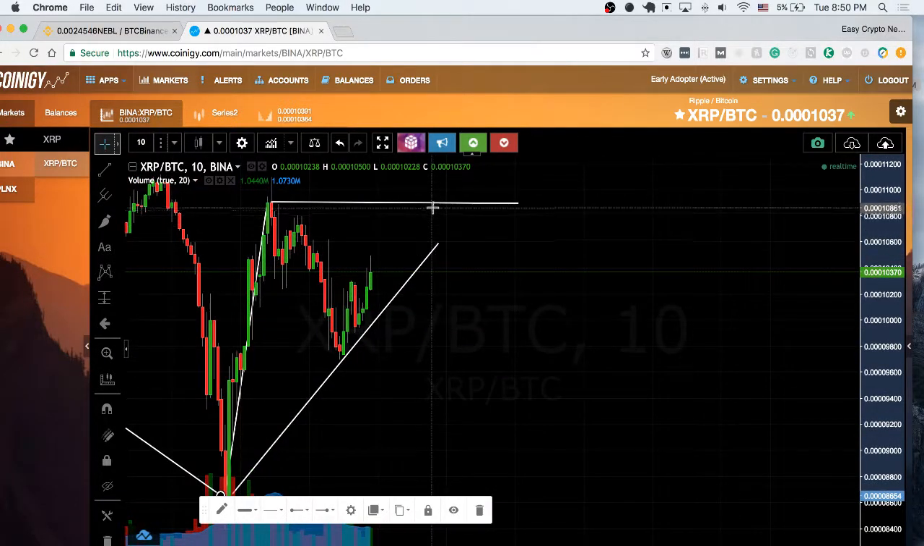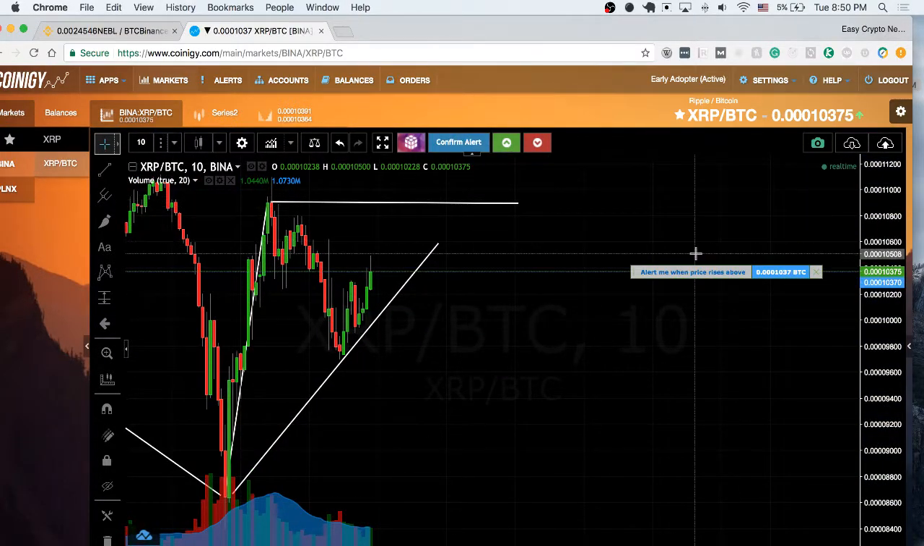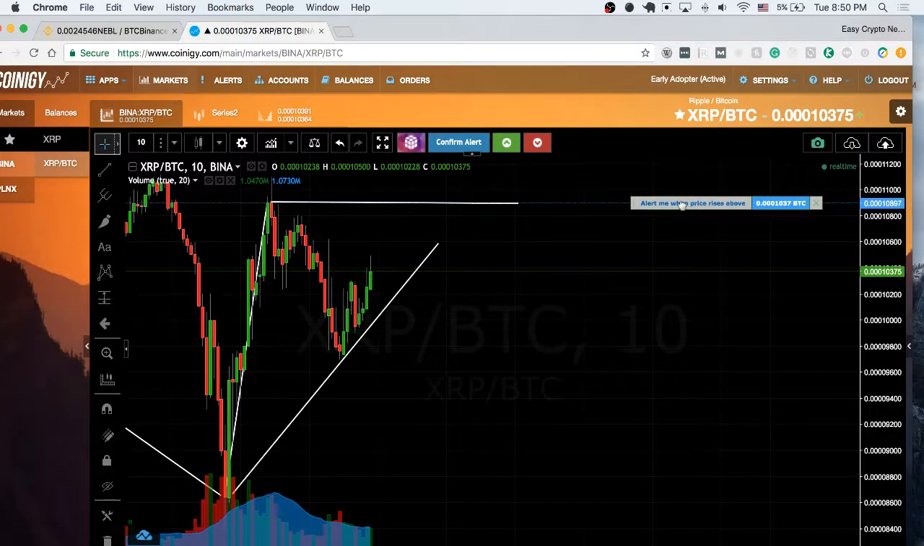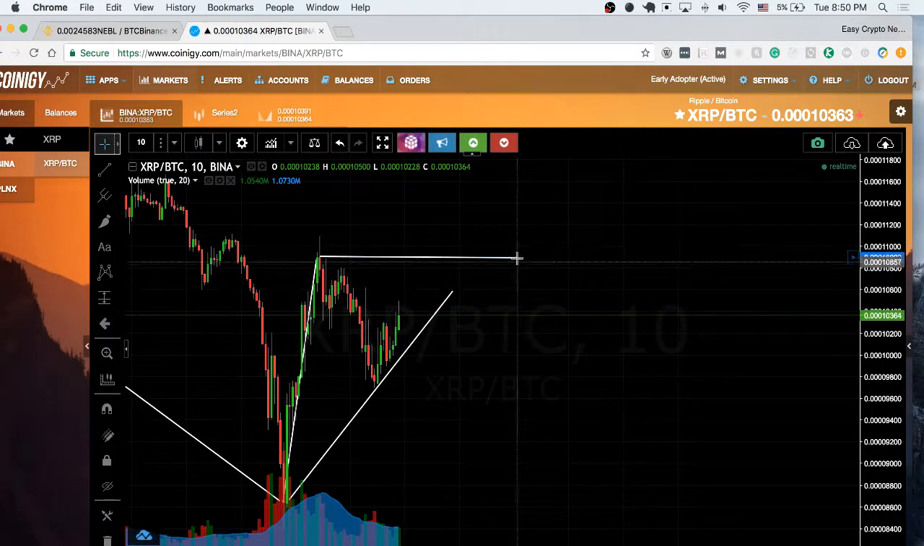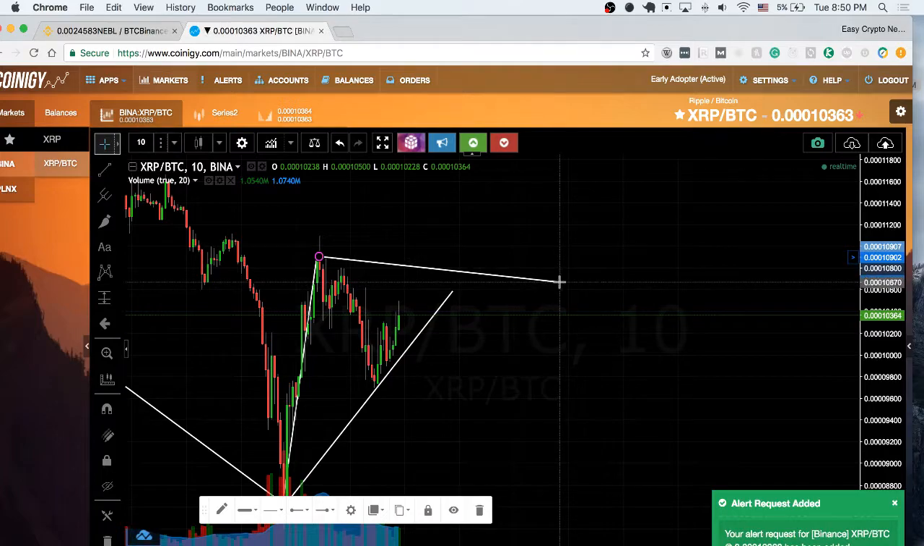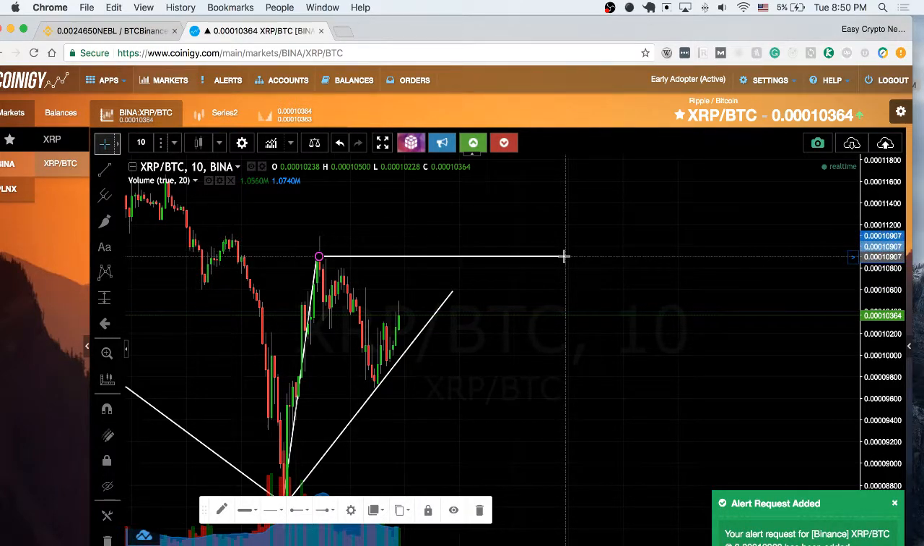So what I'll actually do is set my alert here, and Coinergy has a way to do this. It'll actually send you an email. So I'll say, alert me when it gets to this price. I'm pretty sure a breakout is going to occur at this point. And that's great.